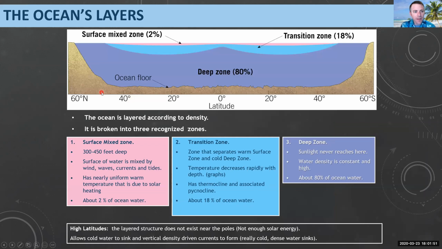All right, so because of the thermoclines and the pycnoclines, we actually have a couple of different layers in the ocean that you should know about. And that's called the surface mix zone, the transition zone, and the deep zone. And so that surface mix zone is anywhere from like 300 to 400 feet deep.